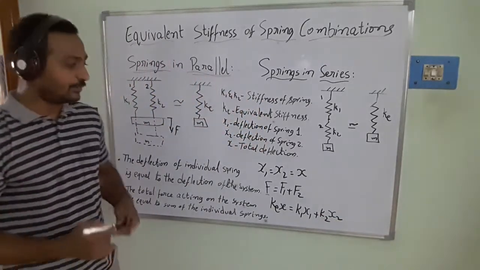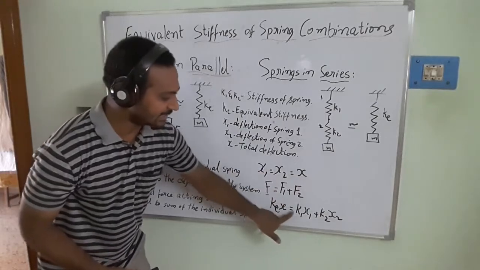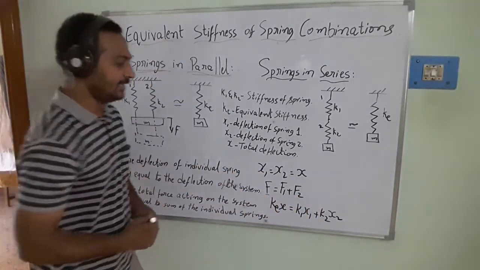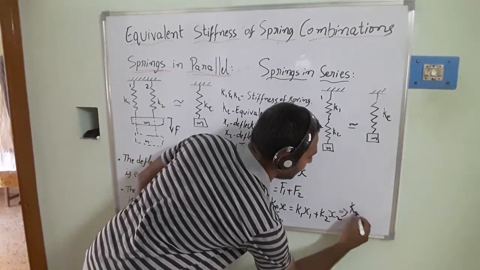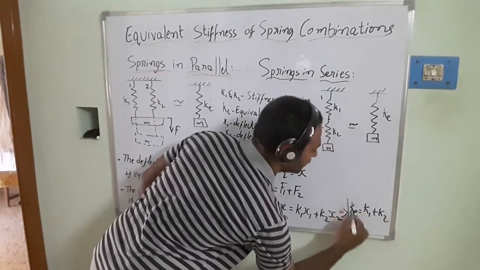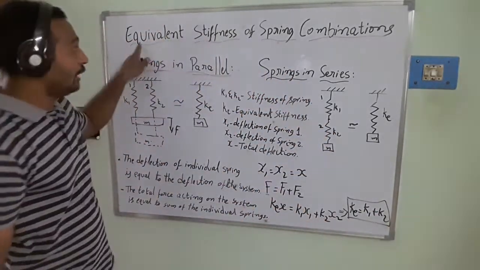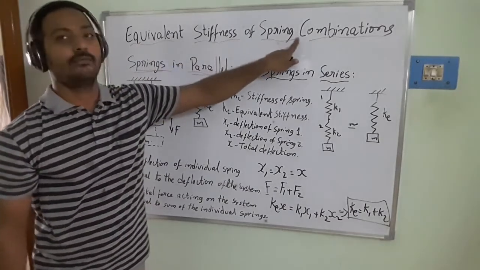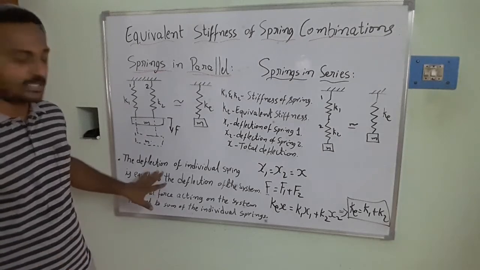Right? So as we know that x1 is equal to x2 is equal to x. In this case, x1 and x2 will be cancelled. Then finally, the same equation I am writing, that is Ke is equal to K1 plus K2. This Ke is called the equivalent stiffness of the spring when they are connected in parallel. Right? I hope you understand this definition.